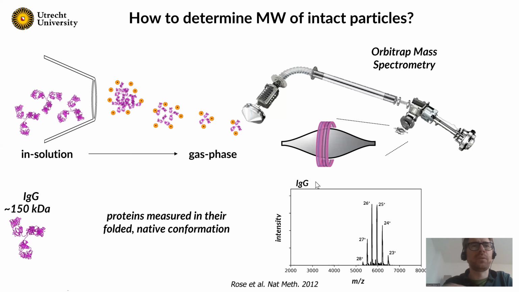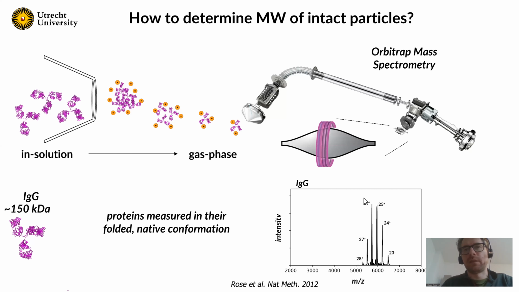It's important to note that while going from solution to the gas phase in this electrospray, all the way up to the mass analyzer in the vacuum, the protein stays folded and intact. It stays in its native conformation. So basically, that's why this is also called native mass spectrometry.